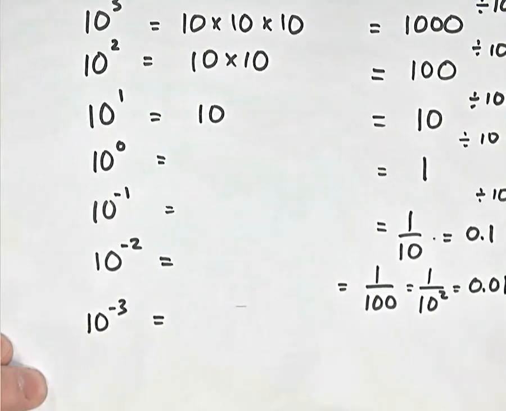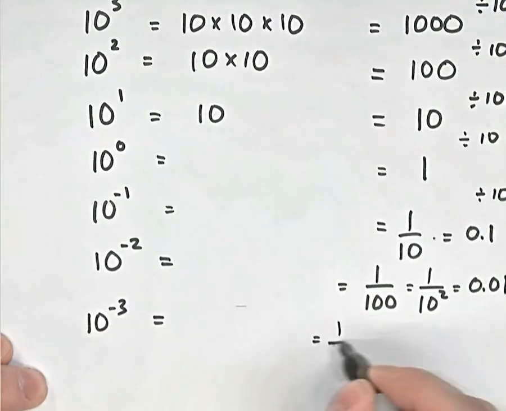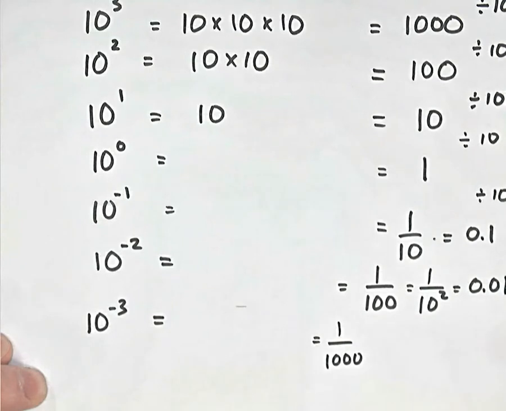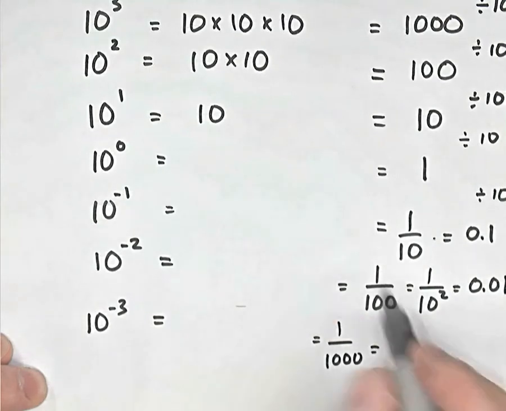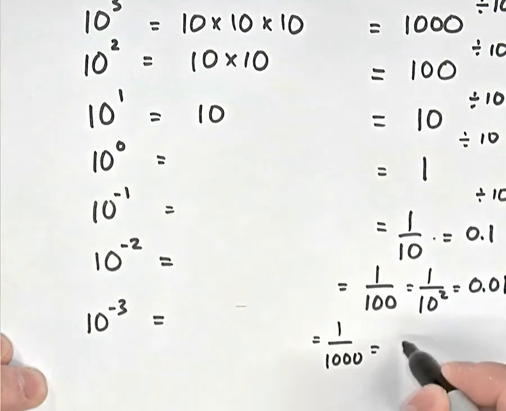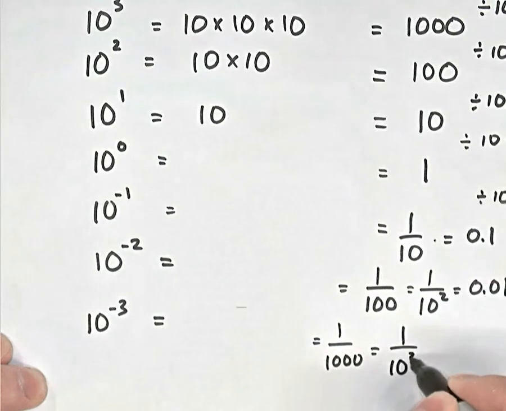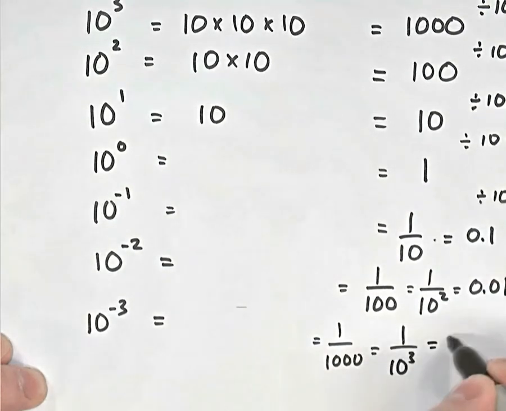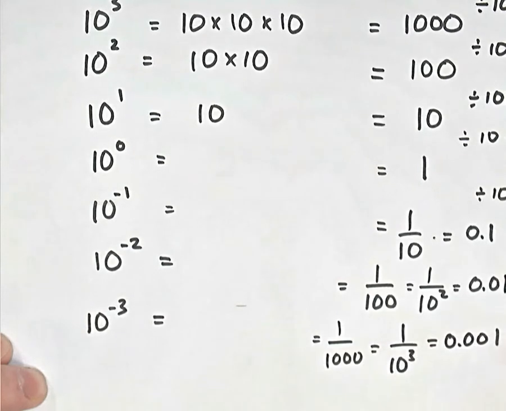Divide by 10 again, and now you'll get 1 over 1,000. Well, 1,000 is 10 to the power of 3. We saw that up above. So 1 over 10 to the power of 3, which is going to be 0.001.